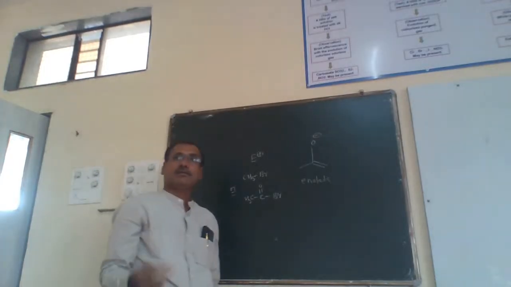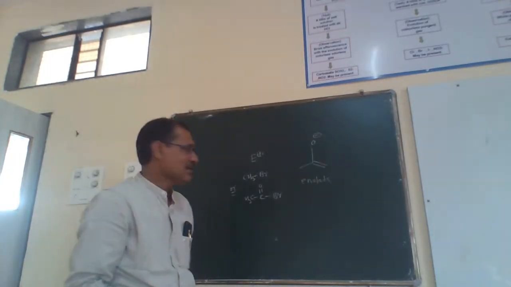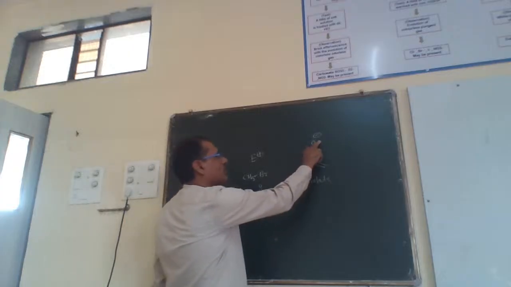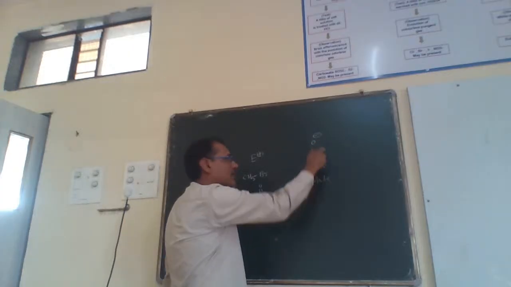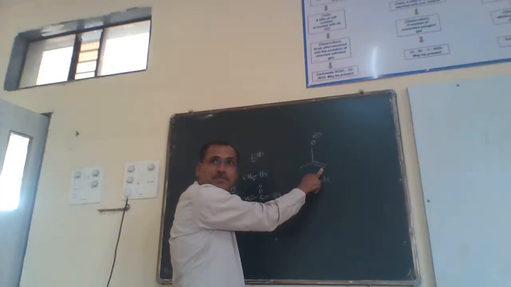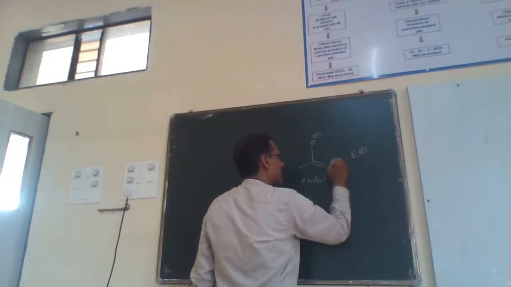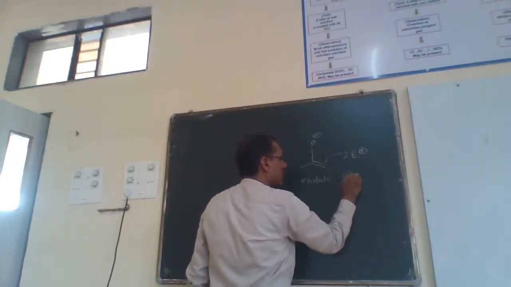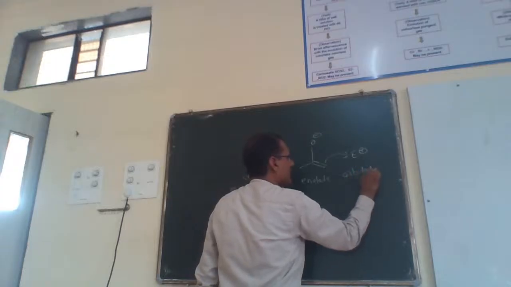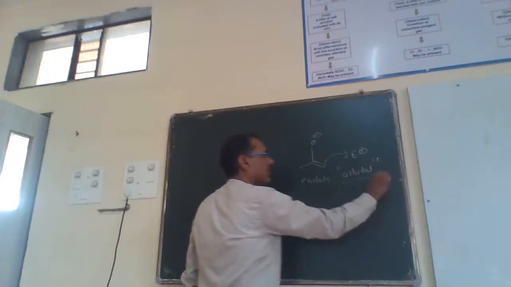In the enolate, there are again two questions. This electrophile can either go to oxygen or it can attack onto the carbon. In order to attack onto the carbon, the approach would be through the orbital.